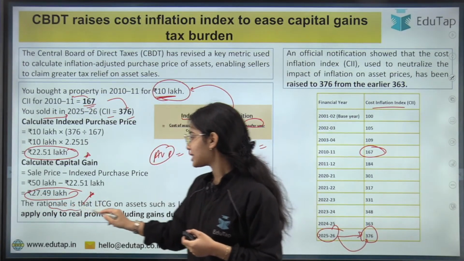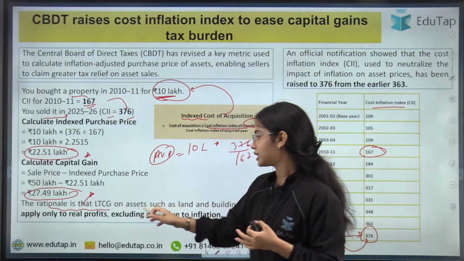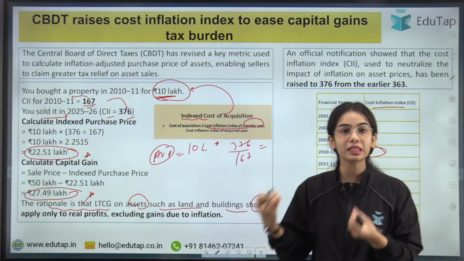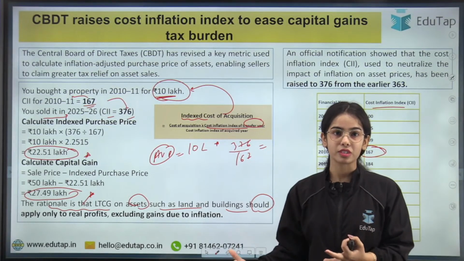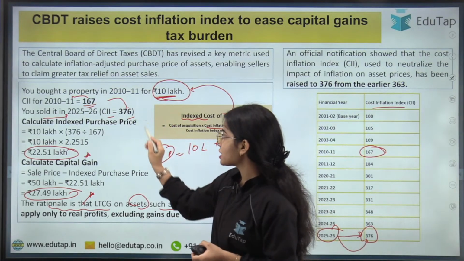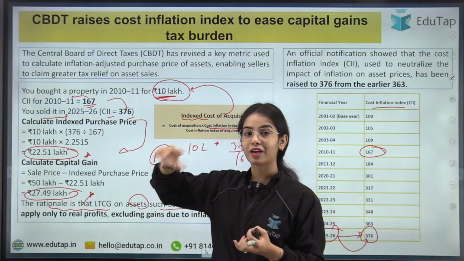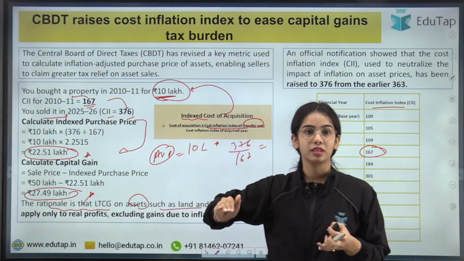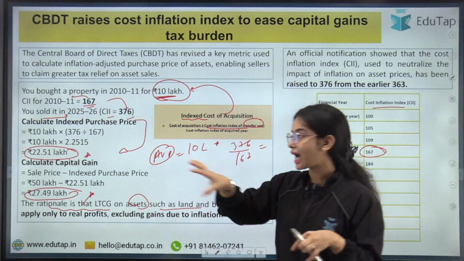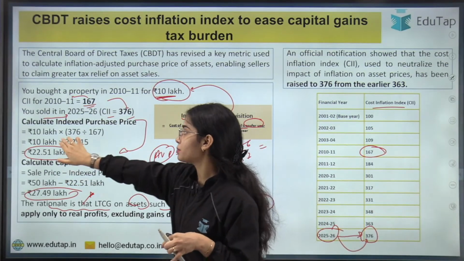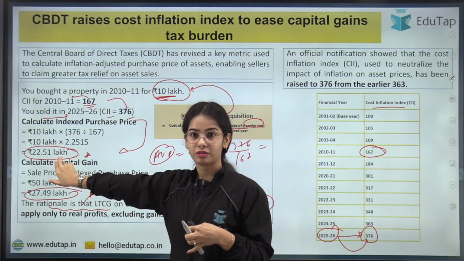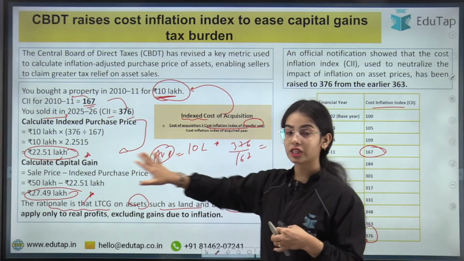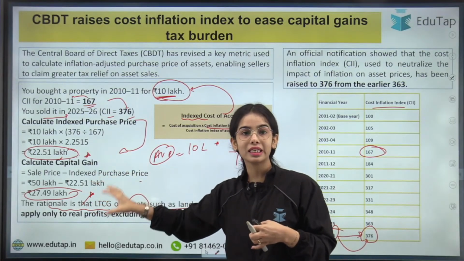Okay. So the rationale is that the long-term capital gain on assets such as land and buildings should apply only on the real profits. The purchase price of the property that we purchased in 2010 has to be adjusted for inflation, and that is what we have done. We have adjusted the purchase price for inflation. Okay, this is the idea. After adjusting the purchase price for inflation, we can take out the real capital gain.